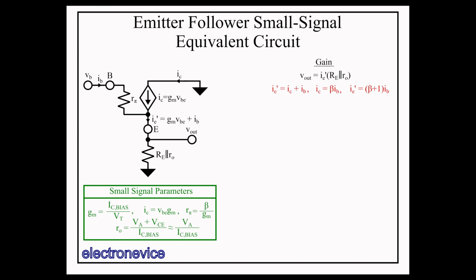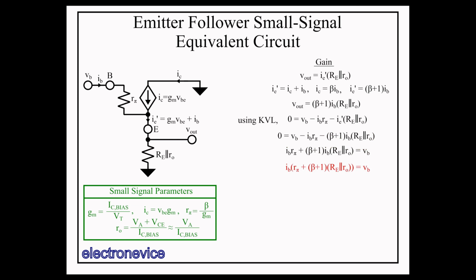Now, IE prime is equal to IC plus IB, and recalling that IC is equal to beta IB, we see that IE prime is equal to beta plus 1 times IB. This allows us to convert the Vout expression into an expression containing only known constants and the unknown current IB. Now let's apply Kirchhoff's voltage law around the loop containing VB, R pi, and RE in parallel with RO. Substituting in our expression for IE prime, we're able to get an equation in terms of VB and IB and known constants.